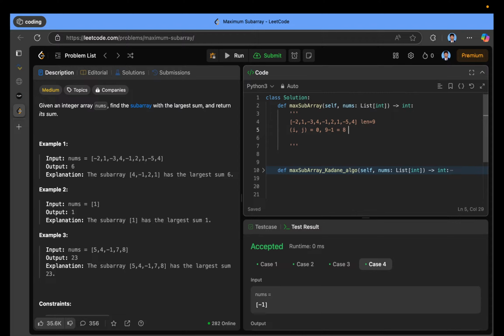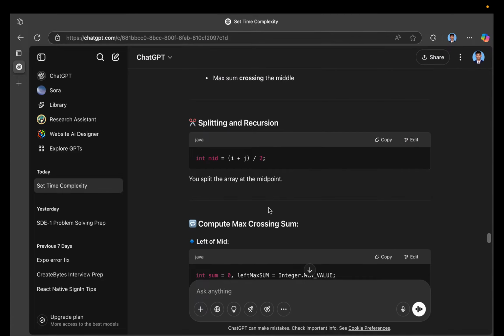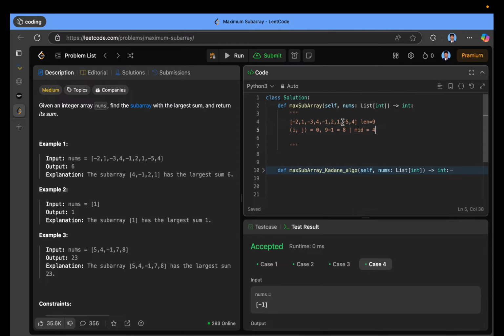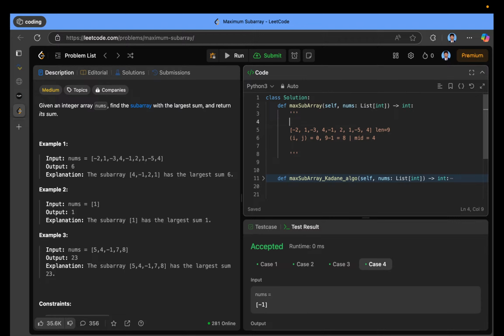So i and j are done, and now mid should be equal to (0 plus 8) divided by 2, which is 4. It is very difficult to do this on a laptop without using pen and paper, but still let's try. Maybe I can find some better way. Okay, indices 0 1 2 3 4 5 6 7 and then 8. Okay, indexing done.